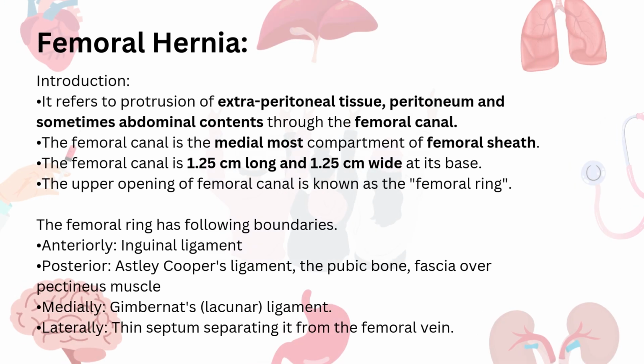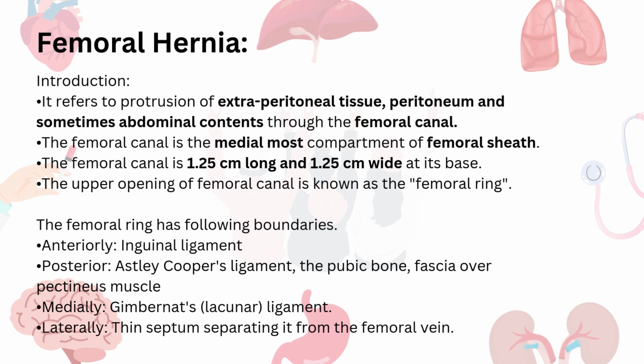We have already talked about how the hernias which most commonly get strangulated are femoral hernias because of their narrow necks. So, what is a femoral hernia? A femoral hernia refers to the protrusion of extraperitoneal tissue, peritoneum, and sometimes abdominal contents through the femoral canal.